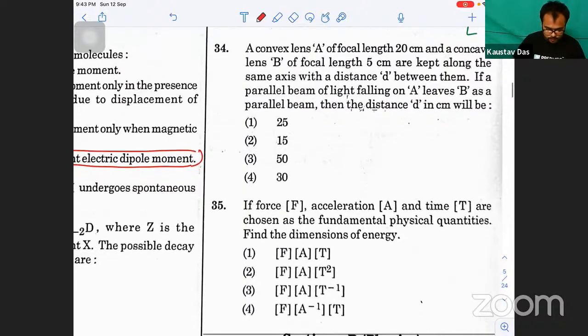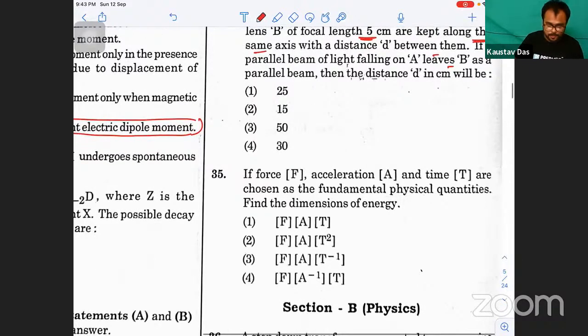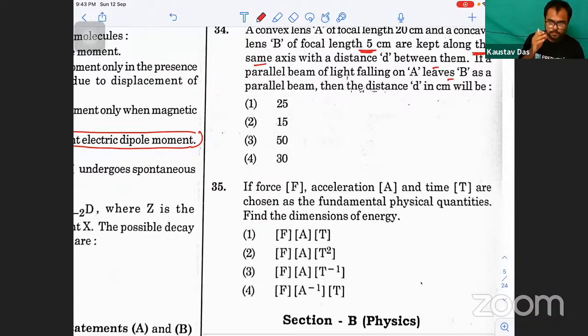Come to question number 34. A convex lens A of focal length 20 centimeter and a concave lens B of focal length 5 centimeter. If you draw the diagram, the answer comes pretty quickly. Unless you draw it, if you go formula wise, with the separation between the two lenses, 1 by f1 plus 1 by f2 minus t divided by f1 plus f2, it is going to take some time if you want to calculate in this way.